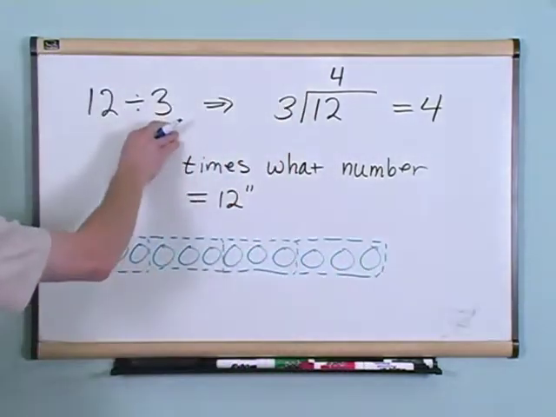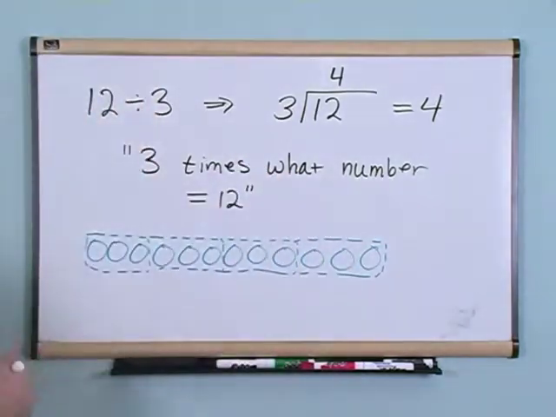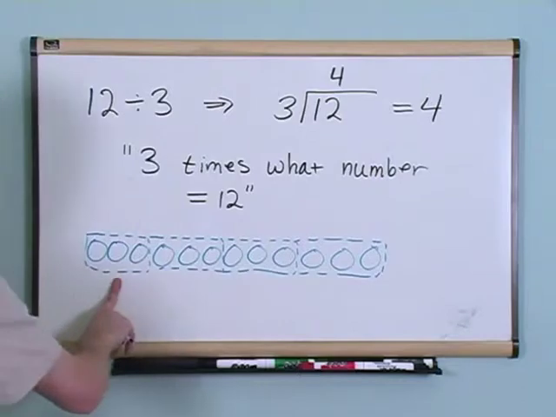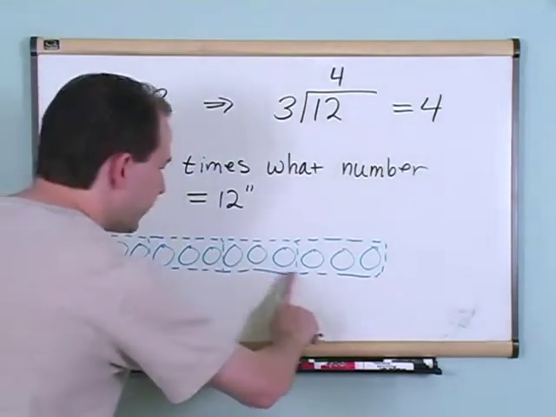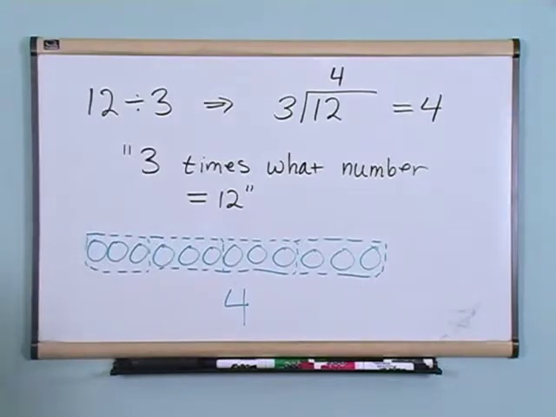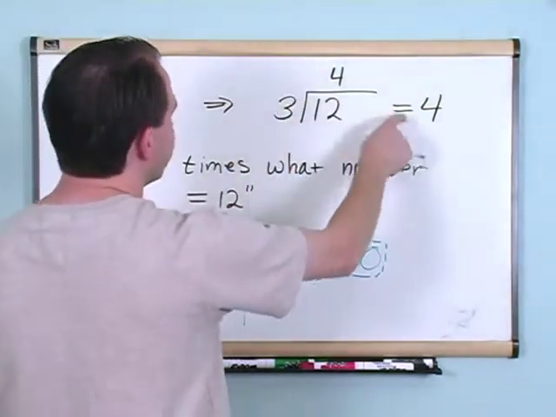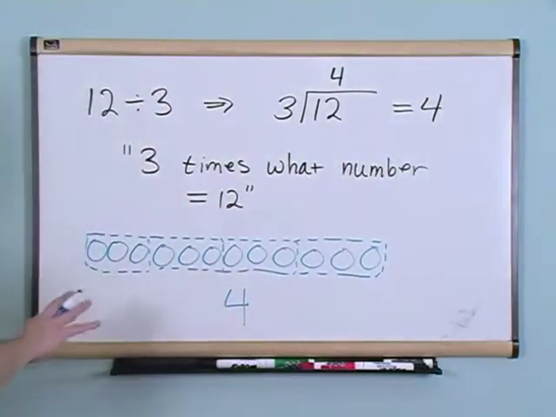So we're dividing by 3. We're making groups of 3. The question is, how many groups do we have? 1 group, 2 groups, 3 groups, 4 groups. 4 groups of 3 items. So the answer is 4, which is exactly what we had before. Okay, so I'm not going to do this graphical stuff every problem. I just wanted to show you what it means, okay?